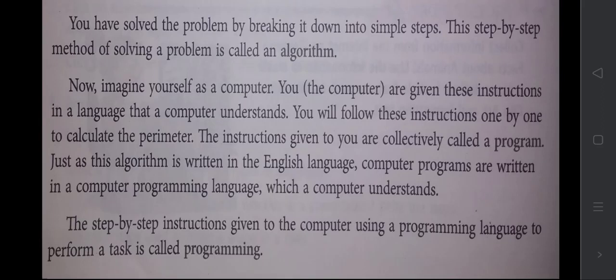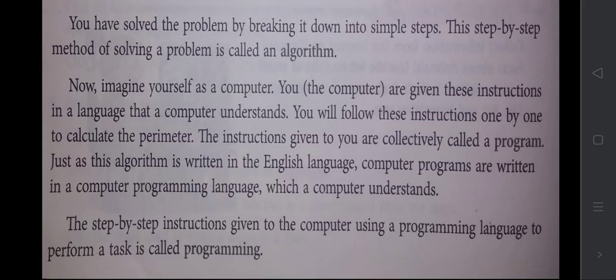So you have solved a problem by breaking it down into simple steps. The step by step method of solving a problem is called an algorithm. Algorithm is writing the steps to solve the problem. Now imagine yourself as a computer. You are given these instructions in a language that a computer understands. You will follow these instructions one by one to calculate the perimeter. The instructions given to you are collectively called a program.